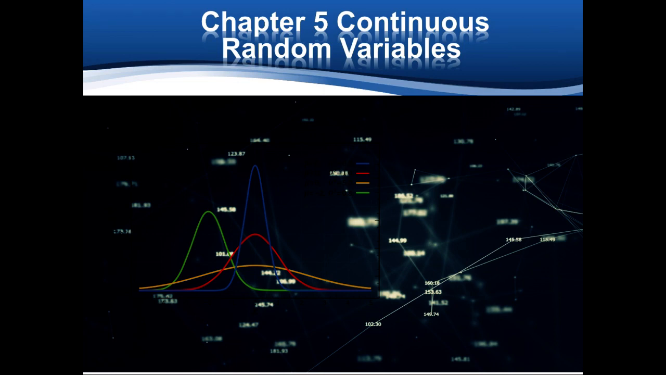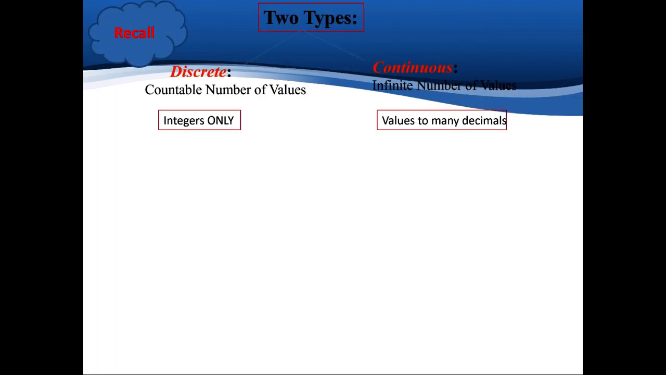Hello everyone, this video is about Chapter 5, Continuous Random Variables. We have learned probability distributions for discrete random variables in Chapter 4. Recall that a discrete random variable is a random variable that can only have integers. A continuous random variable is a random variable that can assume any value with decimals.